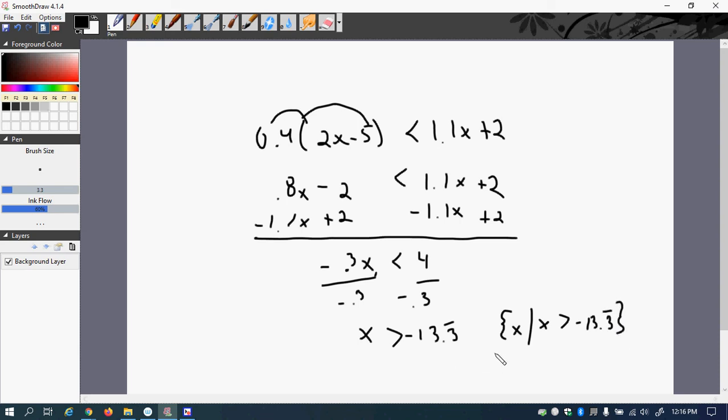And so this is what set builder notation looks like. You might see that on the homework, the quizzes, and the test. So that's something to be aware of.